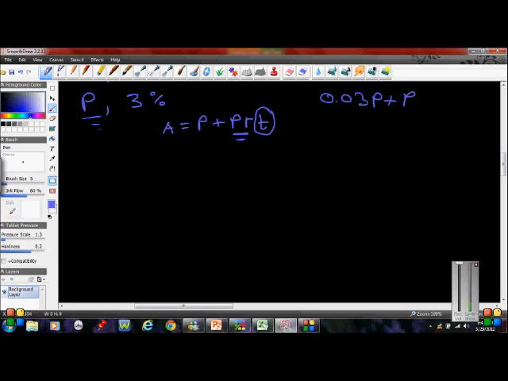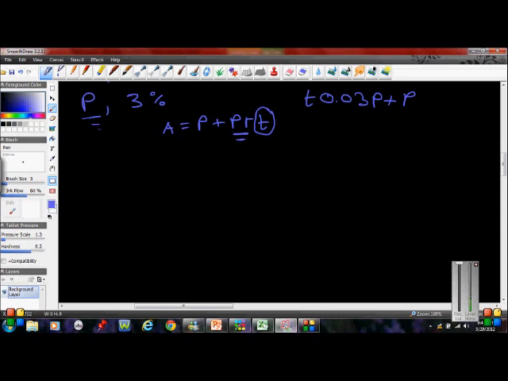Like for example, it's by t because it's how many times are you going to add on the 0.03% of principal? I know it's getting a little complicated with all the variables.